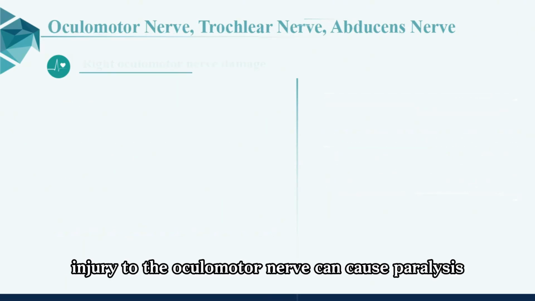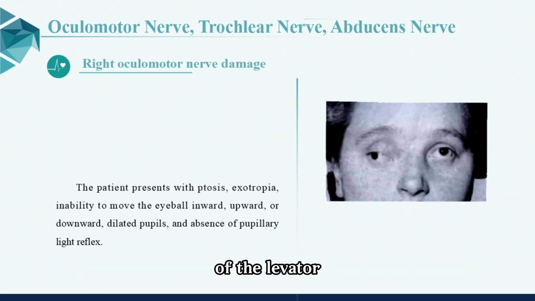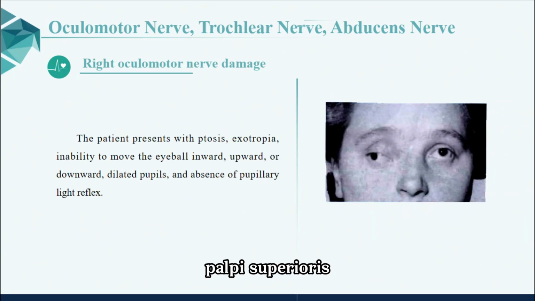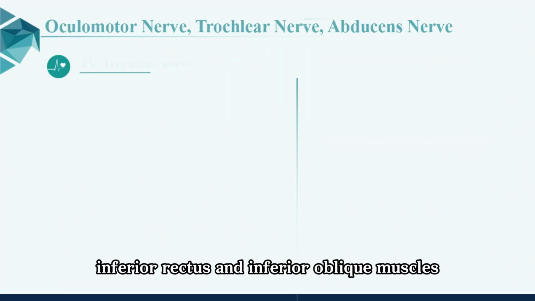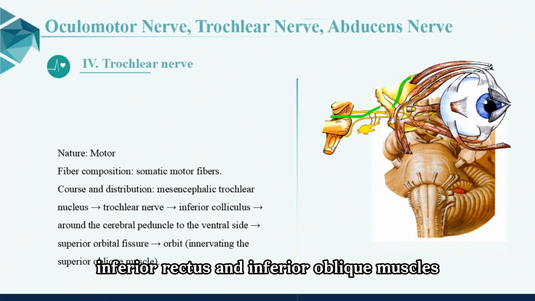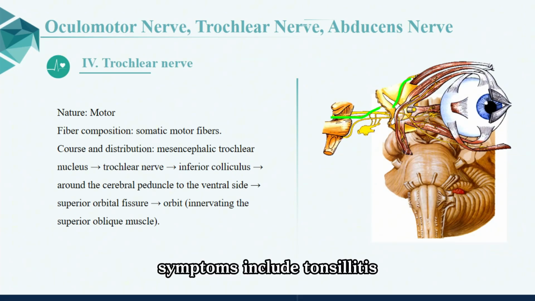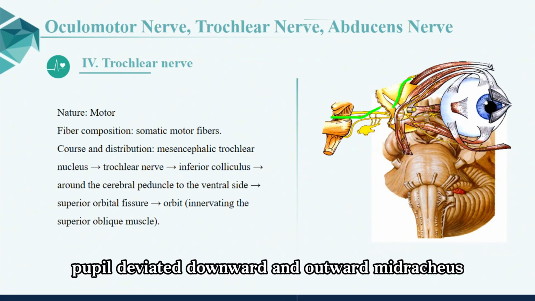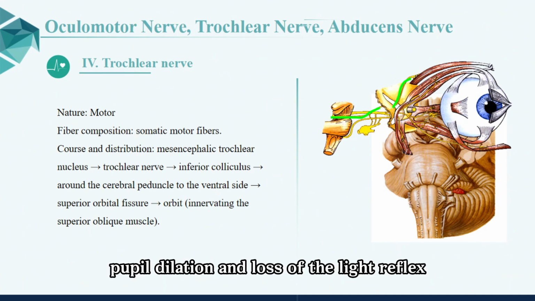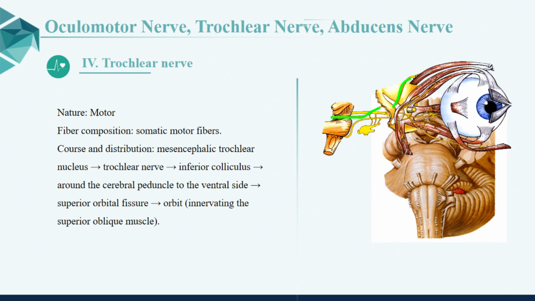Injury to the oculomotor nerve can cause paralysis of the levator palpebrae superioris, superior rectus, medial rectus, inferior rectus, and inferior oblique muscles. Symptoms include ptosis, pupil deviated downward and outward, mydriasis, pupil dilation, and loss of the light reflex.